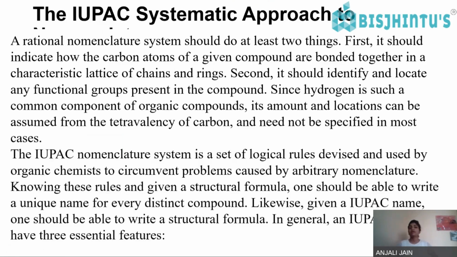Okay. So, rational nomenclature. Rational nomenclature should do at least two things. First, it should indicate how the carbon atoms of a given compound are bonded together. It should specify the positions where there is a single bond, double bond, or triple bond, and the characteristic skeleton, whether a chain or ring is present. Second, it should identify and locate any functional group present in the compound. Just now we discussed this.